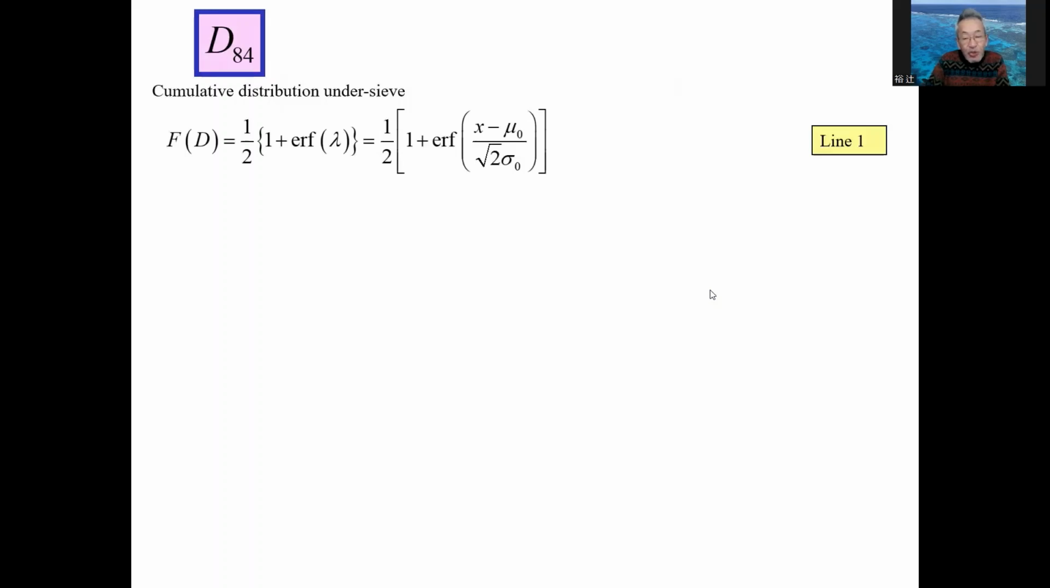The cumulative distribution is easy to measure, so it is demanded that the logarithmic mean size mu 0 and logarithmic standard deviation sigma 0 are expressed by the cumulative distribution data. We have already seen that mu 0 equals log d50. In this page, I tried to derive the expression of sigma 0 as a function of cumulative distribution data such as d50 and d84.